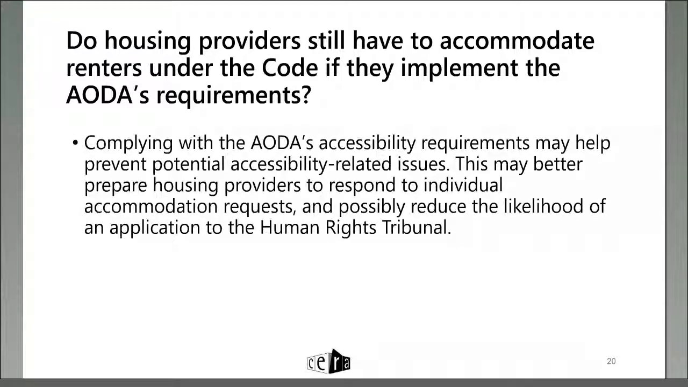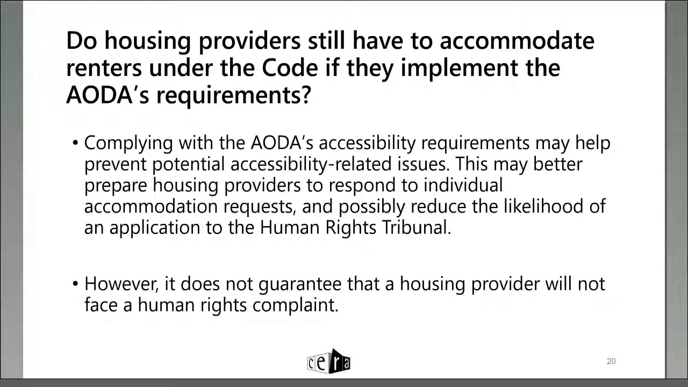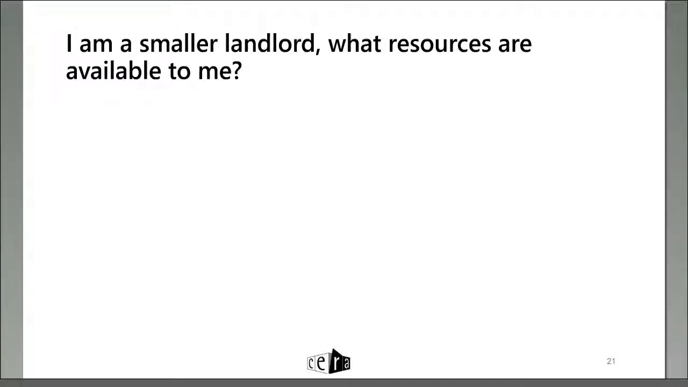Do housing providers still have to accommodate renters under the Ontario Human Rights Code if they implement the AODA's requirements? And the short answer is yes. The duty to accommodate renters with disabilities is found in the Ontario Human Rights Code. Complying with the AODA does not change a housing provider's responsibilities under the code. Housing providers must still respond to individual requests for accommodation should they receive any. If there is a conflict between the AODA and the Ontario Human Rights Code, the law that provides the higher level of accessibility must be followed.